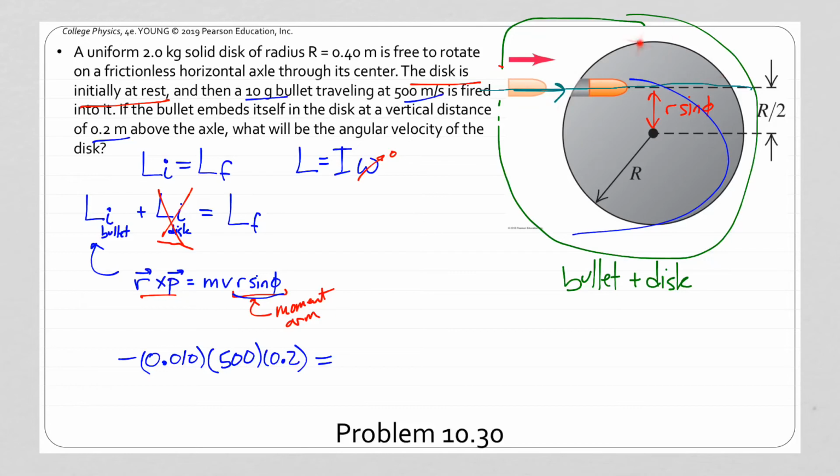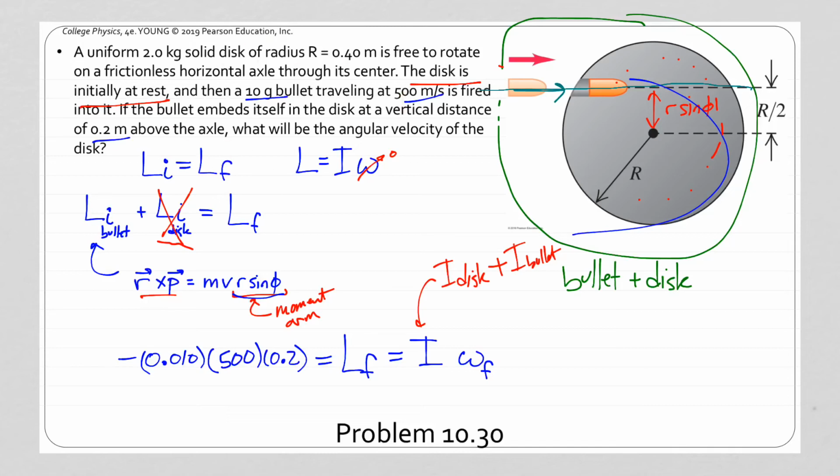After the bullet collides with the disk, they're going to be stuck together. They're going to be moving as one object. And so the angular momentum at the end, we would say, is the moment of inertia of one object, and that one object is rotating with some final angular velocity. The moment of inertia of the object is going to be the moment of inertia of the disk, which is rotating around, plus the moment of inertia of the bullet, which is embedded, and the bullet is now following a circular path as well.